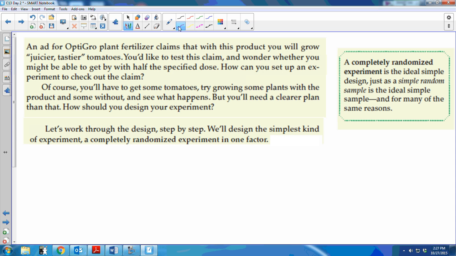So before we even draw a diagram or anything, I want to make sure we all have the vocabulary correct. So our experimental units are the tomato plants. That is what we're doing the experiment on. There is one factor being manipulated, the amount of fertilizer.